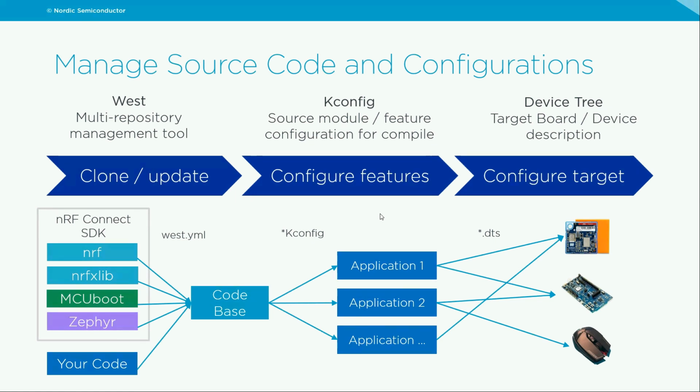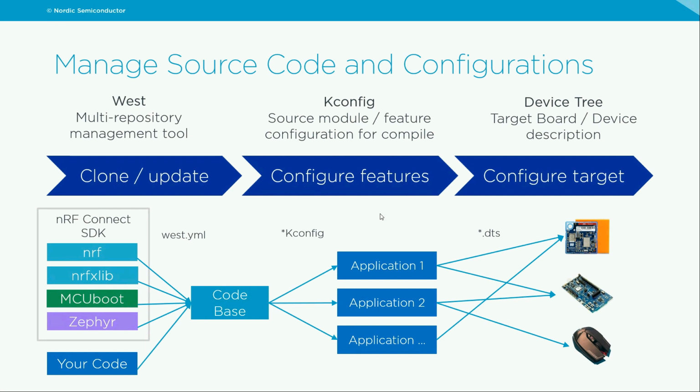And then after that, you can use Kconfig for source module and feature configuration for compiling. So that's how you configure the features. So if you want to use, say, GPS, then you can configure that inside the Kconfig file. And then from that code base, depending on what features you need, you can make different applications.